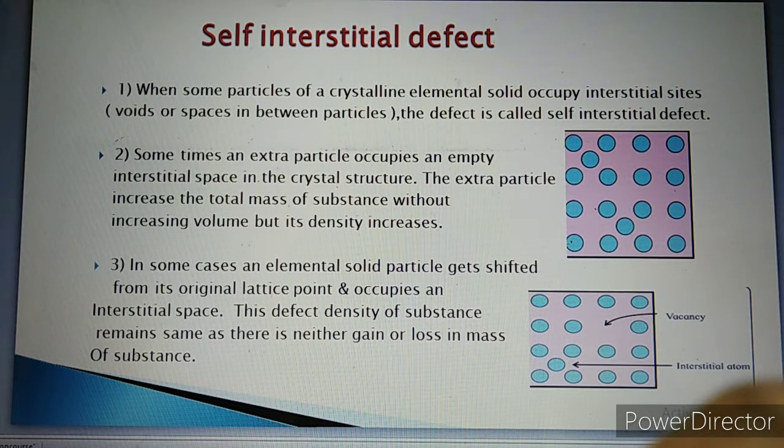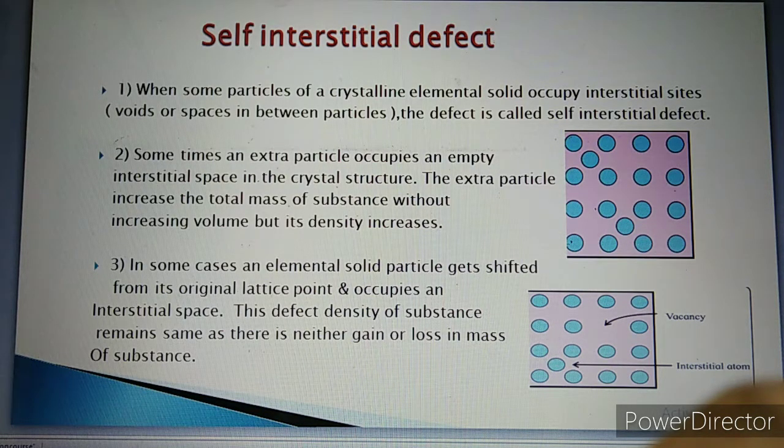Sometimes an extra particle occupies the empty interstitial space in a given structure. This extra particle increases the total mass of a substance without increasing the volume, so density increases. See the first figure. Here in the regular arrangement, two extra particles are given which occupy the interstitial space. So if an extra particle is added, no doubt the total mass of that substance will increase. As mass increases, density will increase. But volume is not changing. It does not increase the volume.